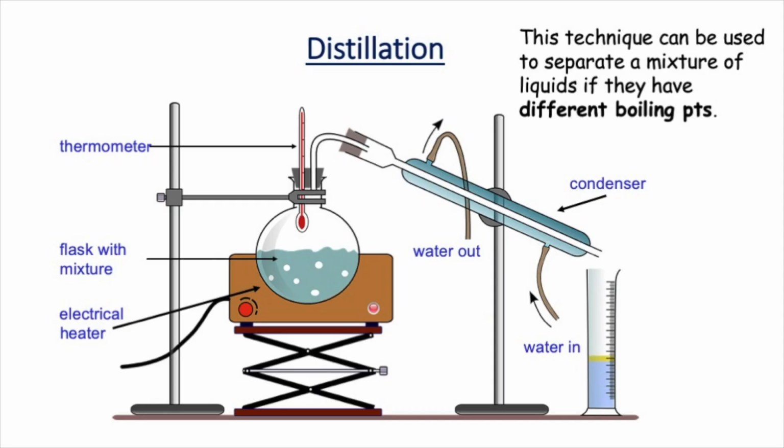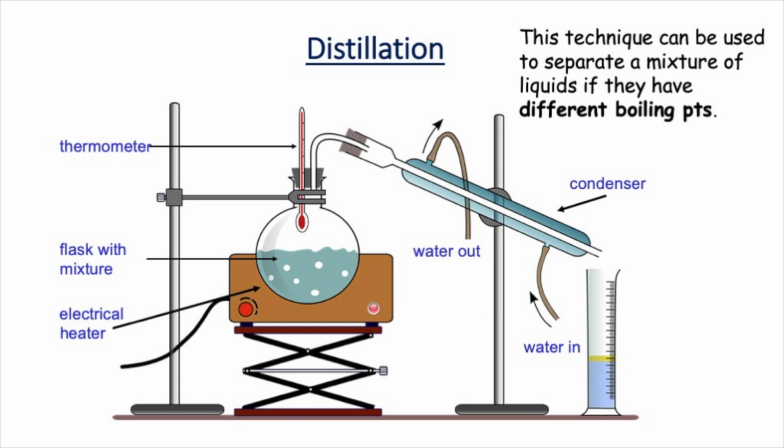Now, previously in chemistry, you would have seen a technique called distillation. Distillation is a technique we use to separate a mixture of liquids if they have different boiling points. The following apparatus could be used to carry out a simple distillation. In a simple distillation, our liquid mixture is heated in a round bottom flask, and in this diagram it's being heated by an electrical heater.